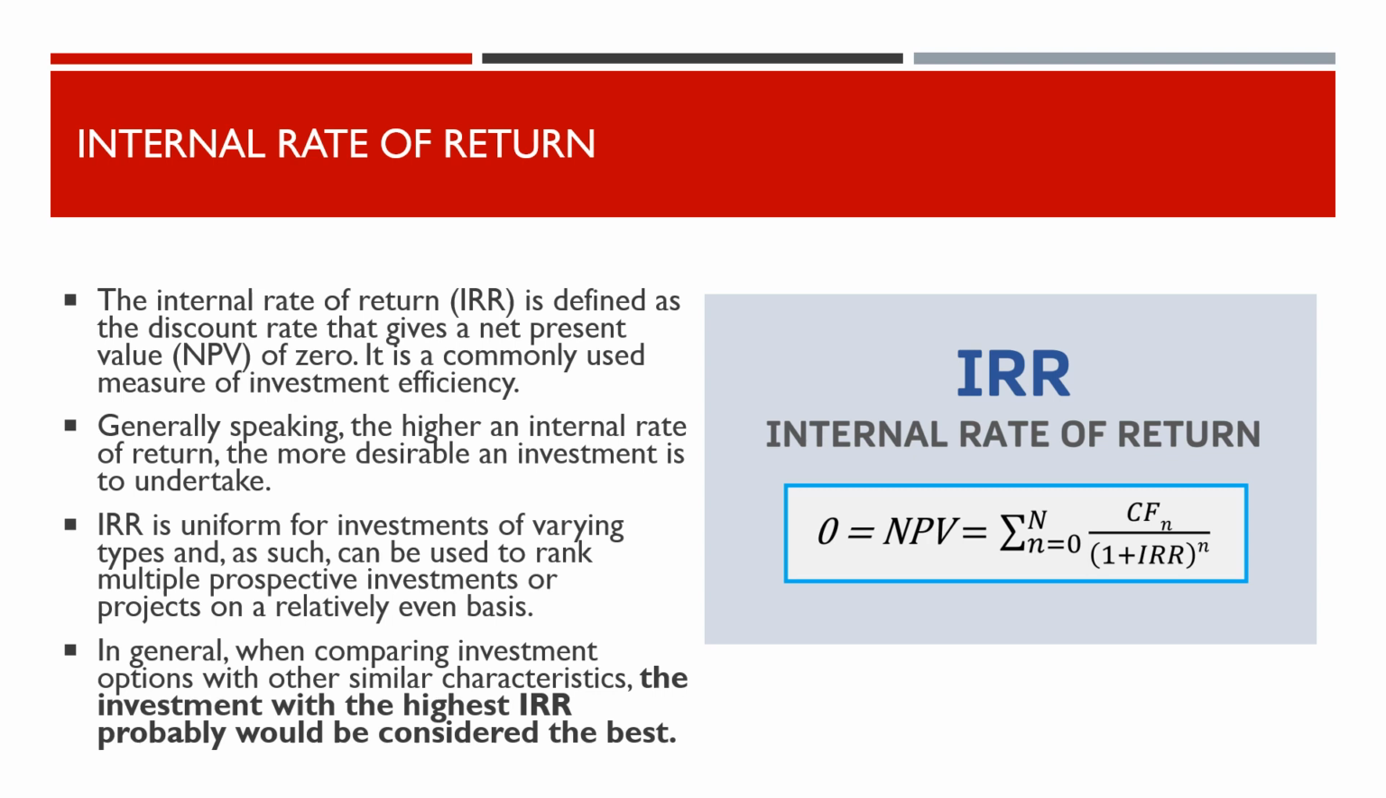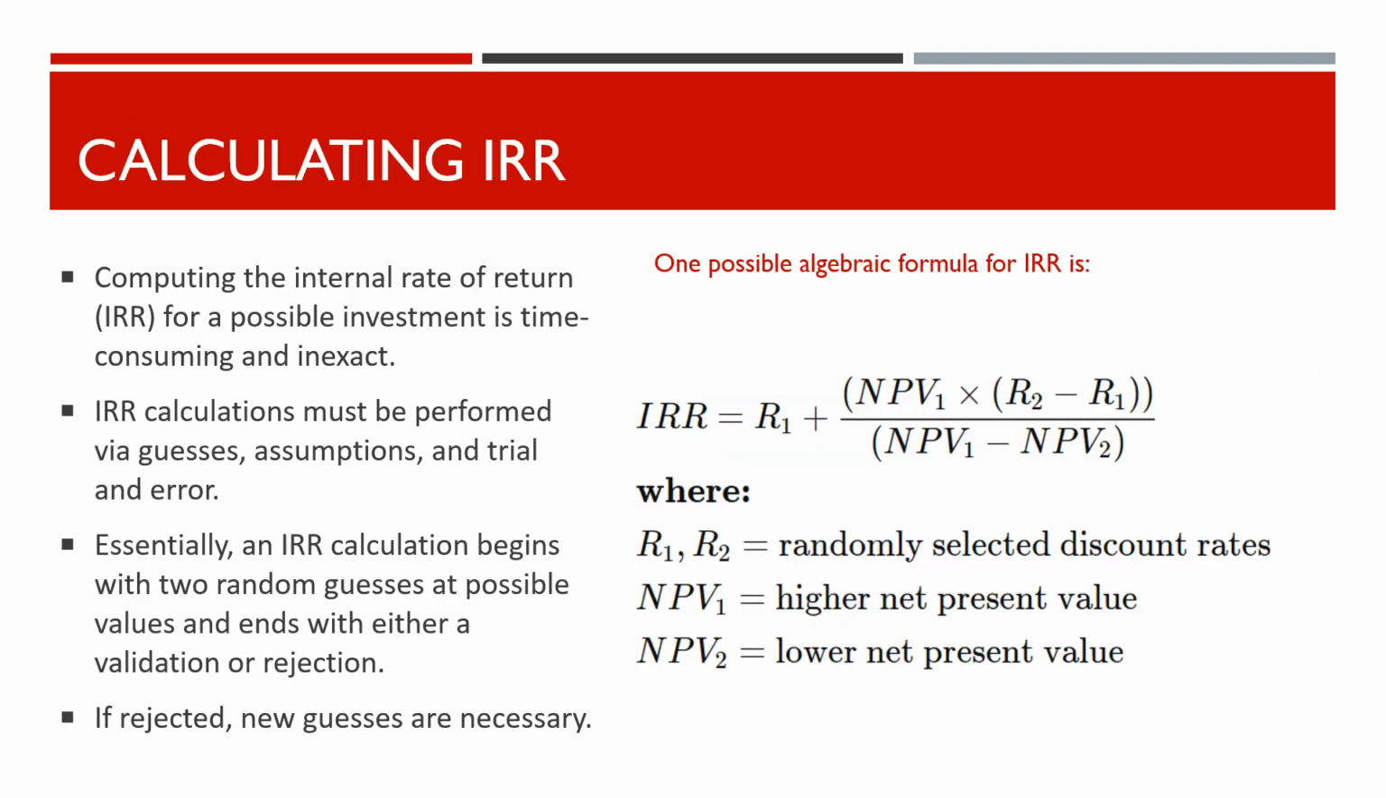In general, when comparing investment options with other similar characteristics, the investment with the highest IRR probably would be considered the best. Computing the internal rate of return for a possible investment is time-consuming and inexact. IRR calculations must be performed via guesses, assumptions, and trial and error. Essentially, an IRR calculation begins with two random guesses at possible values and ends with either a validation or rejection. If rejected, new guesses are necessary.